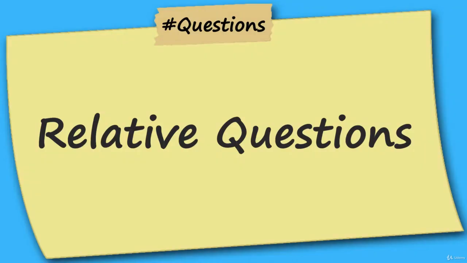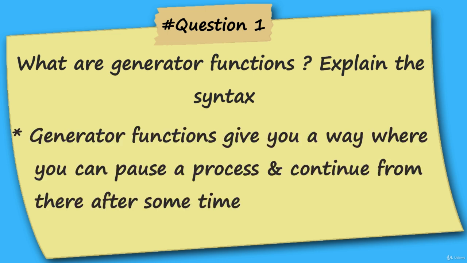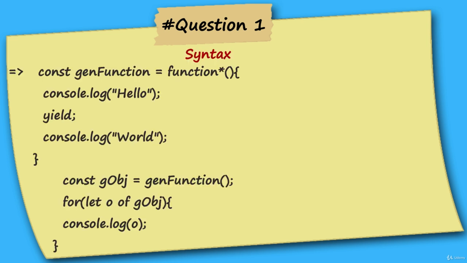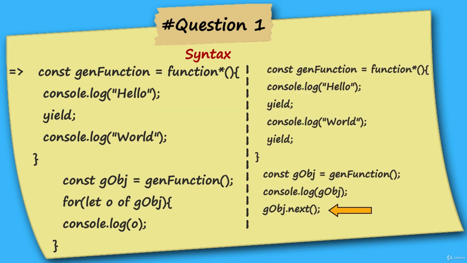Let's discuss related questions of this topic. The first question is, what are generator functions? Explain the syntax. So generator functions, we have seen, give you a way where you can pause a process, and then whenever you want to continue further after some time, it's possible. The syntax is like this, where we are using an asterisk with the function and we use the yield operator to pause the execution and the next method to proceed further.